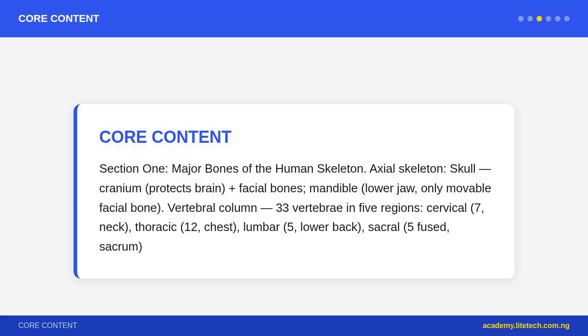Lower limb: femur (thigh), the longest bone in the body; tibia and fibula (lower leg); patella (kneecap); tarsals (ankle), 7 bones; metatarsals (foot), 5 bones; phalanges (toes), 14 per foot.